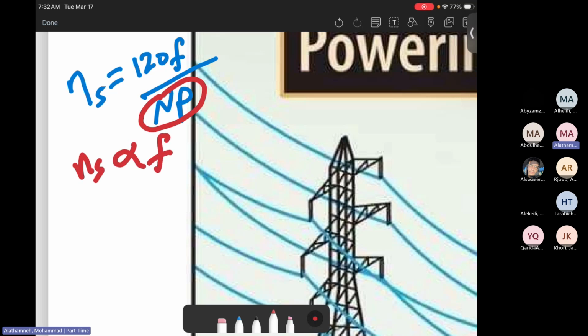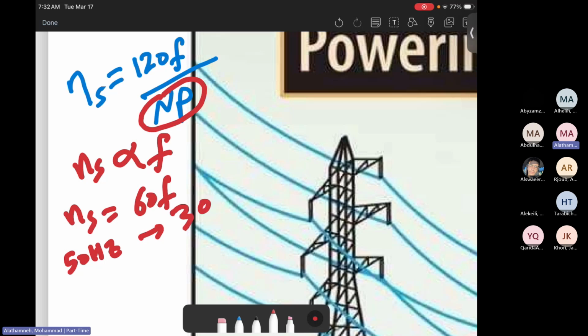So assume we have 2 poles. Then, for example, NS will be 60 times F. So if we are using 50 hertz, then the speed will be 60 times 50. 6 times 5 is 30, so it will be 3000 RPM.